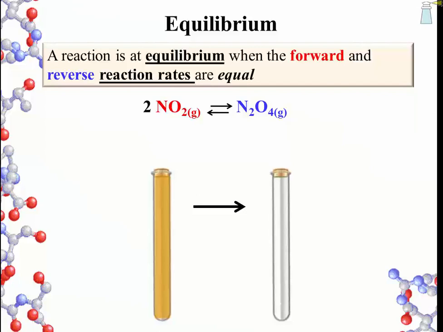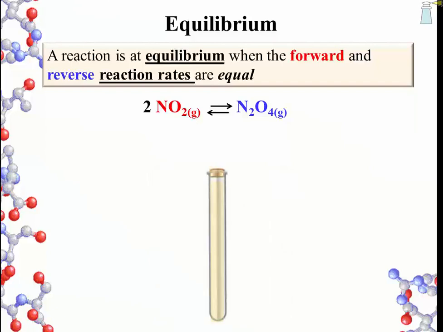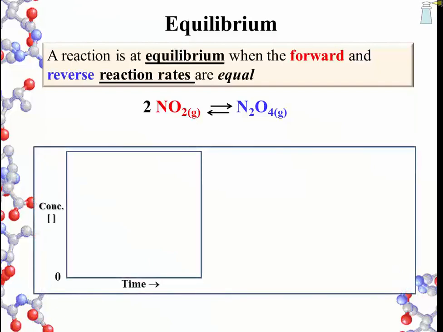So, what should the test tube look like? Right, a mixture. After some period of time, the color will stop changing and settle into a noticeably lighter brown tinge. This is equilibrium. When viewed graphically, the concentration of NO2 will decrease from an initially high value, and as equilibrium sets in, will stop changing.